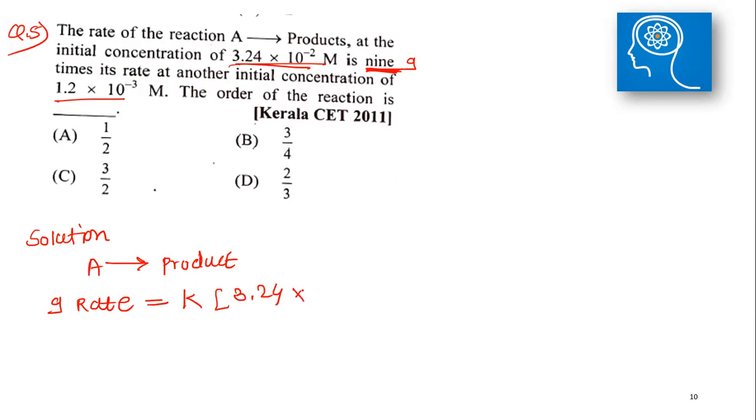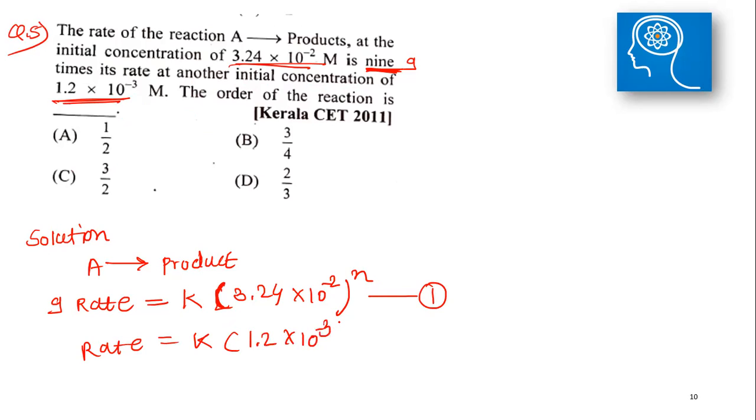3.24 10 to the power minus 2. Okay, this much is the concentration. So to this we give a power n. Let's say this is equation number 1. Now at another initial concentration, so rate is equal to k. The initial concentration here is 1.2 10 to the power minus 3. This is equation number 2.